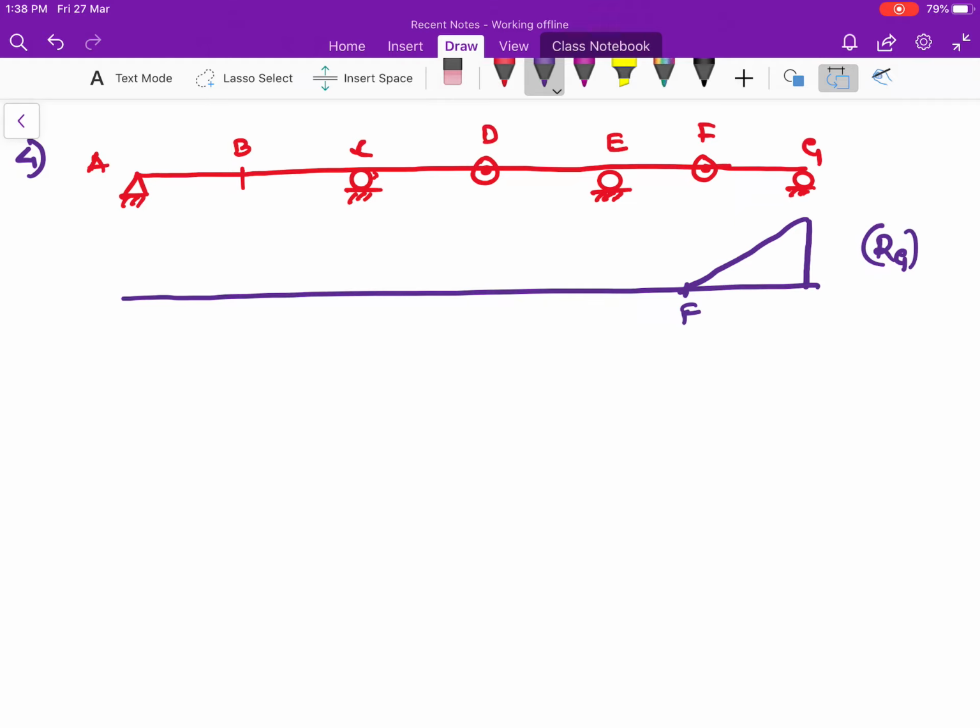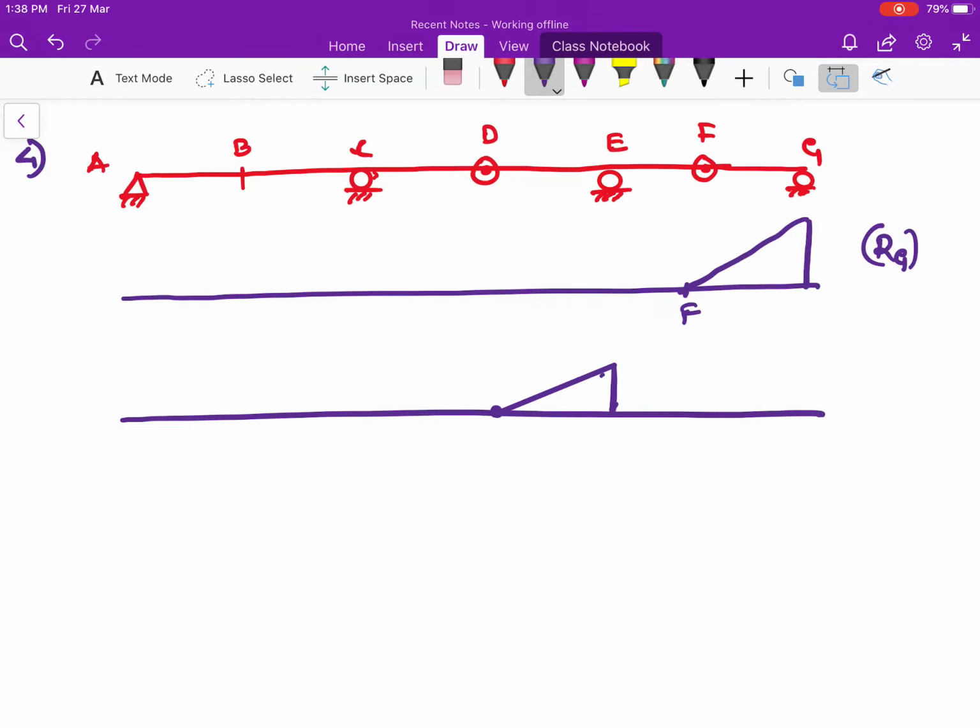Now I am finding the reaction at a point E. ILD for reaction at a point E. I'm just taking it like this. E, here it is 1 unit. Is it fine? So here it is D. It is going to end here.